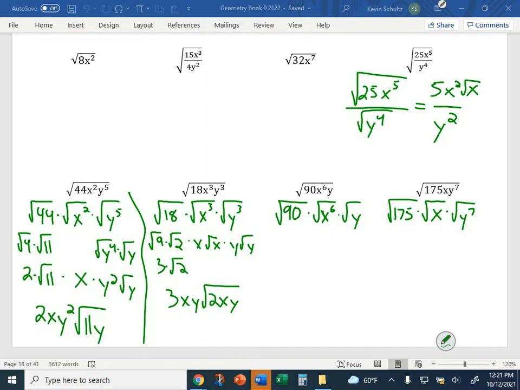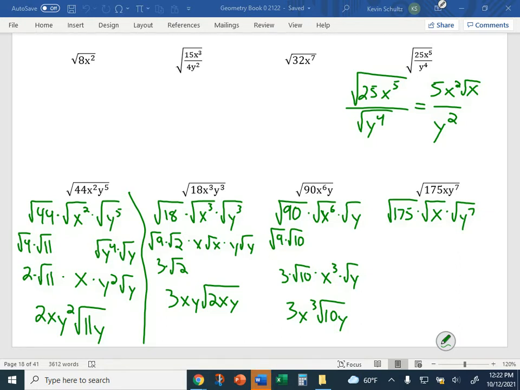Okay, third one. I'd simplify this one to be root 9 times root 10, or 3 times root 10. The root of x to the 6th is a perfect square, even power. That gives us x cubed. And then root y without an exponent, or an exponent of 1, we can't do anything with it, and that's going to stay root y. So, final answer, 3x cubed outside the root, root 10y inside the root.